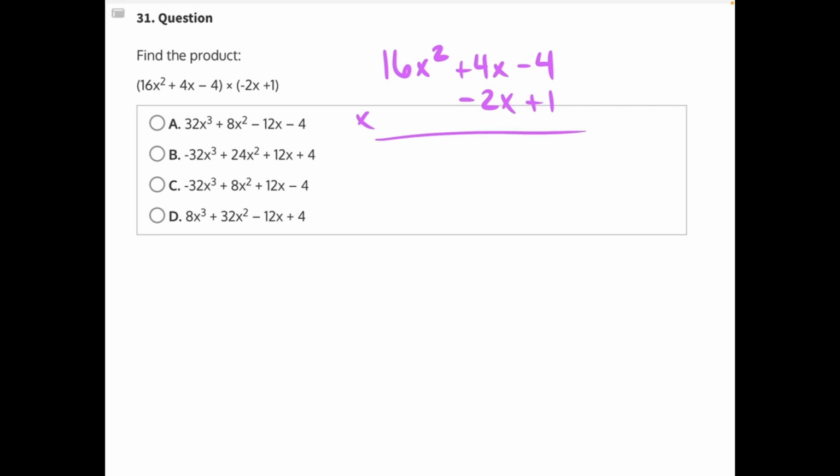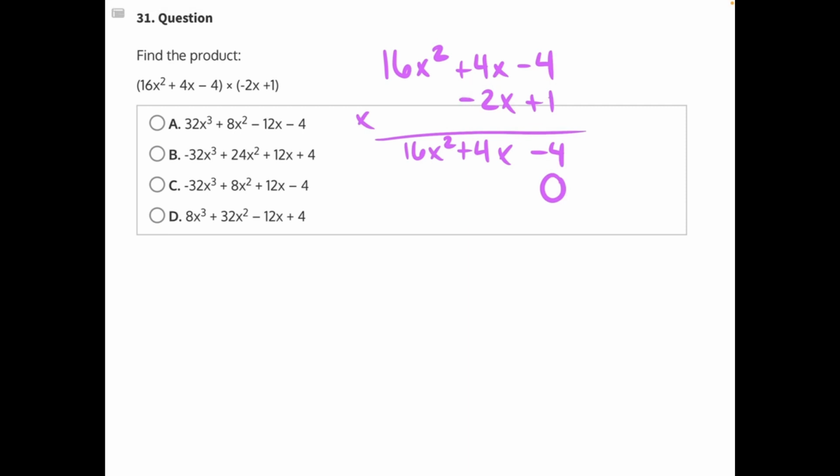So let's start with 1. 1 times -4 will give us a -4. Anything times 1 is just itself, so we could just copy down that polynomial as it is, and then put your placeholder 0 and start multiplying with your -2x.